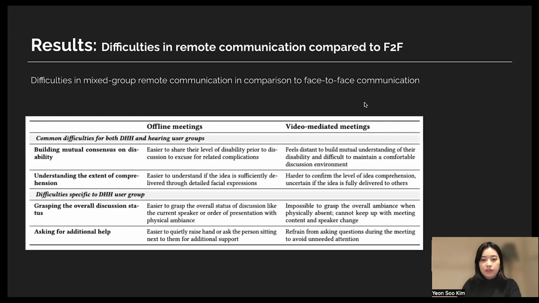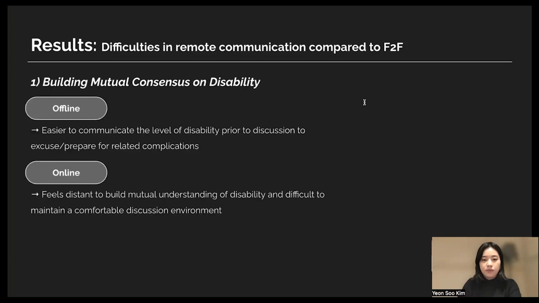Another part of our results categorizes the difficulties in mixed-group video conferencing in comparison to face-to-face communication. Note that the first 2 difficulties are common for both DHH and hearing user groups. The last 2 are distinctive to the DHH user group. I will explain each of these difficulties in detail in the following slides.